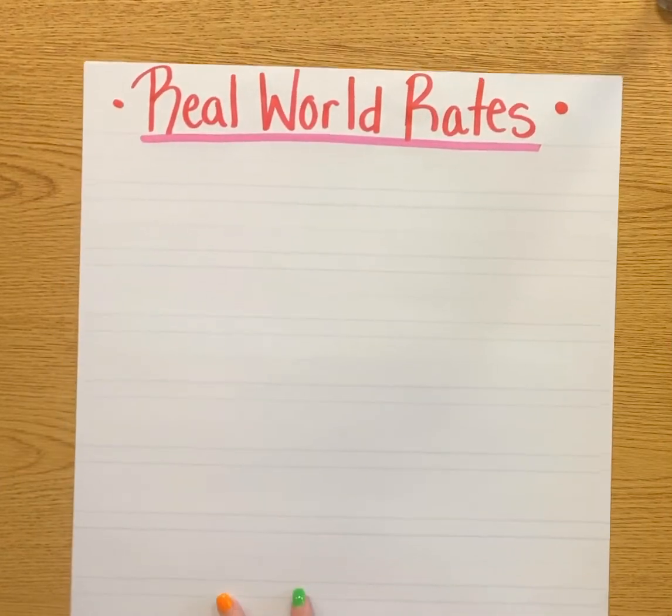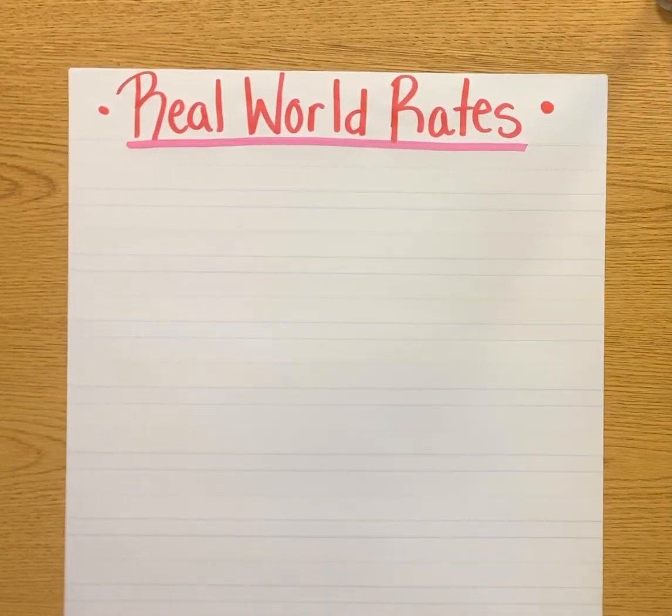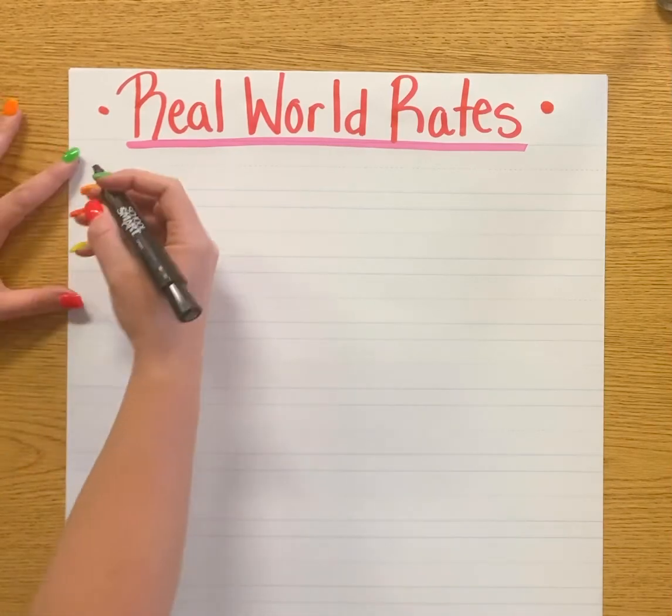I know. All the time you think to yourself when you're in math, when am I going to use this in real life? So I wanted to take this moment to show you some real life examples for when rates and ratios are going to be important. So what do ratios have to do with real life? How can I use them to solve real world problems?